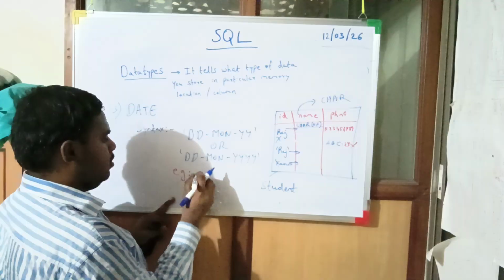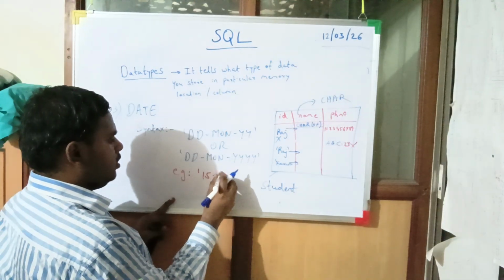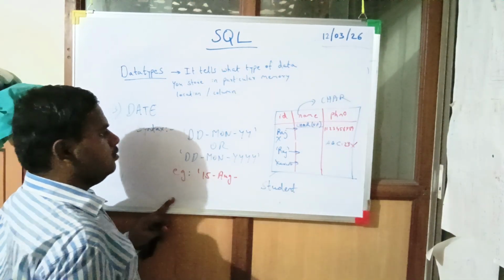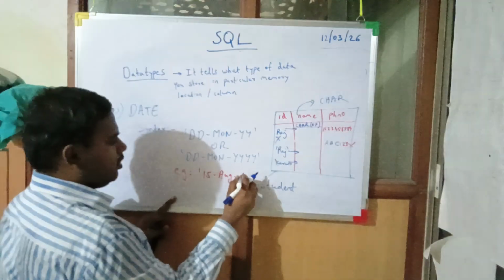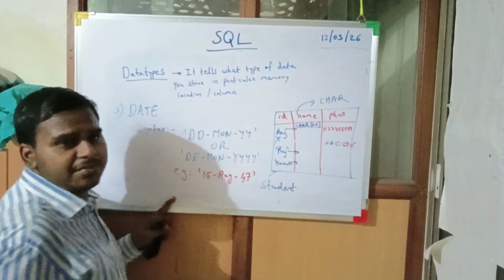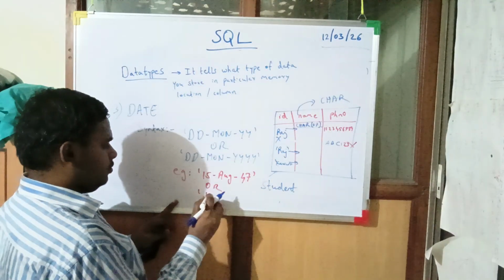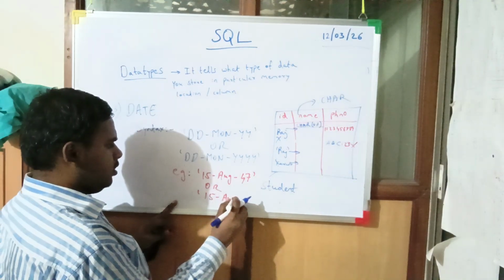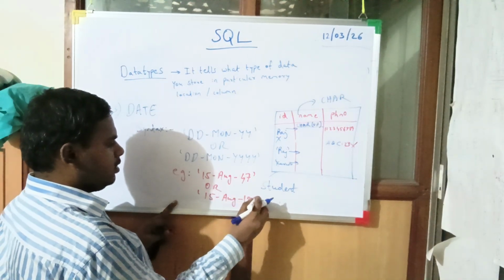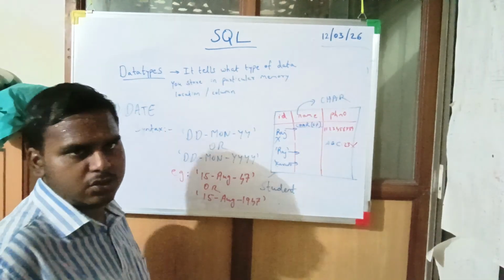Example, like '15-August-47', year of 1947, or you can write like this: '15-August-1947'. These two are the only formats which you can write.